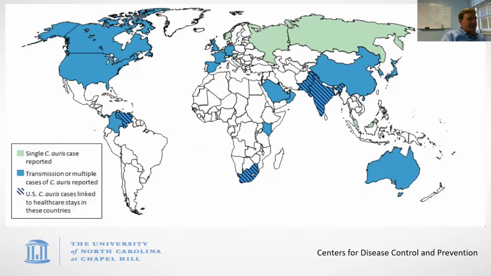This is the most recent CDC map of where Candida auris has been found. Blue means that there have been multiple cases of Candida auris. Again, this is international, so many of the cases in the U.S. have been linked to travel to Southern Asia, South Africa, Venezuela, that presumably were then imported back to the U.S.